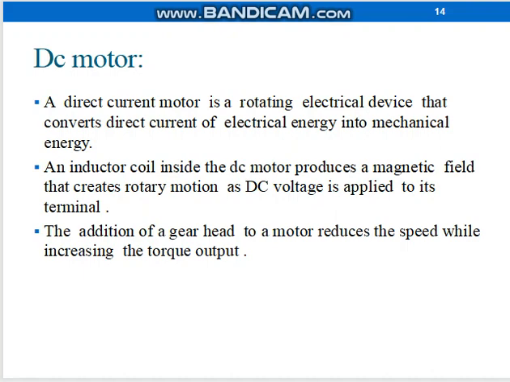Here we have some information about the DC motor. A direct current motor is a rotating electrical device that converts direct current electrical energy into mechanical energy. Moreover, an inductor coil inside the DC motor produces a magnetic field that creates rotatory motion as DC voltage is applied to its terminal. The addition of a gearhead to a motor reduces the speed while increasing the torque output.